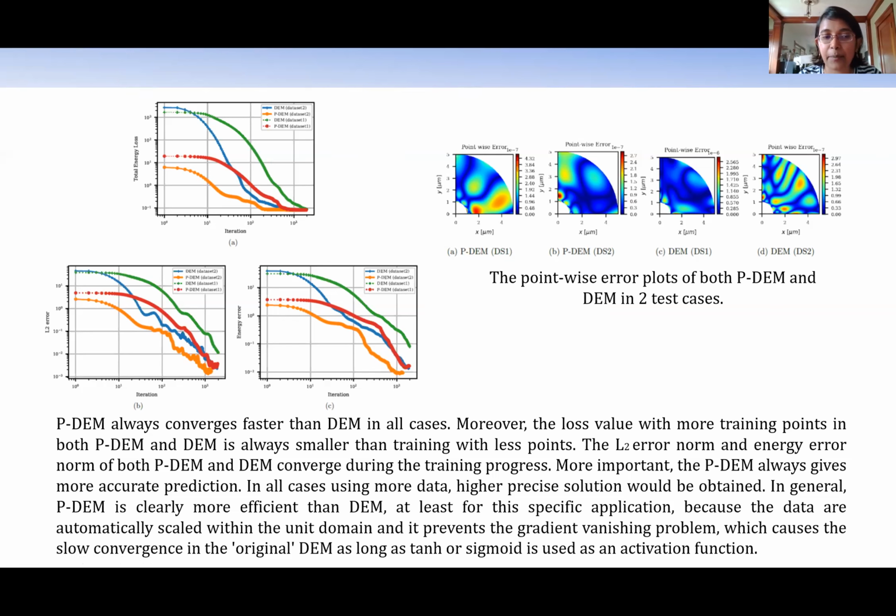In general, the parametric DEM is clearly more efficient than DEM, at least for this specific application, because the data is automatically scaled within the unit domain, and it prevents the gradient vanishing problem, which causes slow convergence in the original DEM as long as tanh and sigmoid are used as the activation functions.